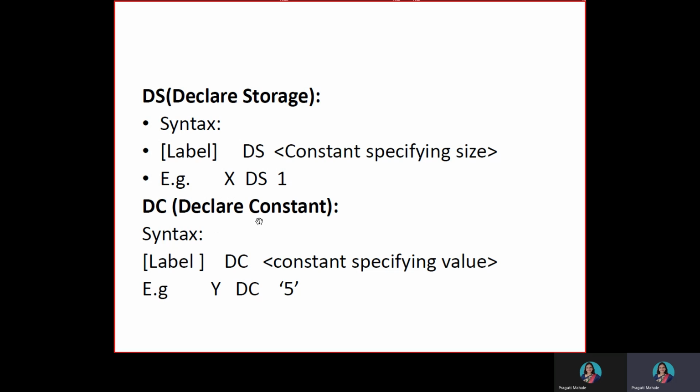Now let us see the example of declare constants. Let's see the syntax first. Again, the label is optional. You say DC, then we have the constant specifying the value. As you can see, this statement is Y DC 5. So here the name Y is associated with the memory word containing the value 5. You got it? That is how we read this particular statement. The programmer can declare constants in different forms: decimal, binary or hexadecimal. The assembler converts them into the appropriate internal form. Dear students, I hope you have understood this declarative kind of statement having two forms, declare storage and declare constant.